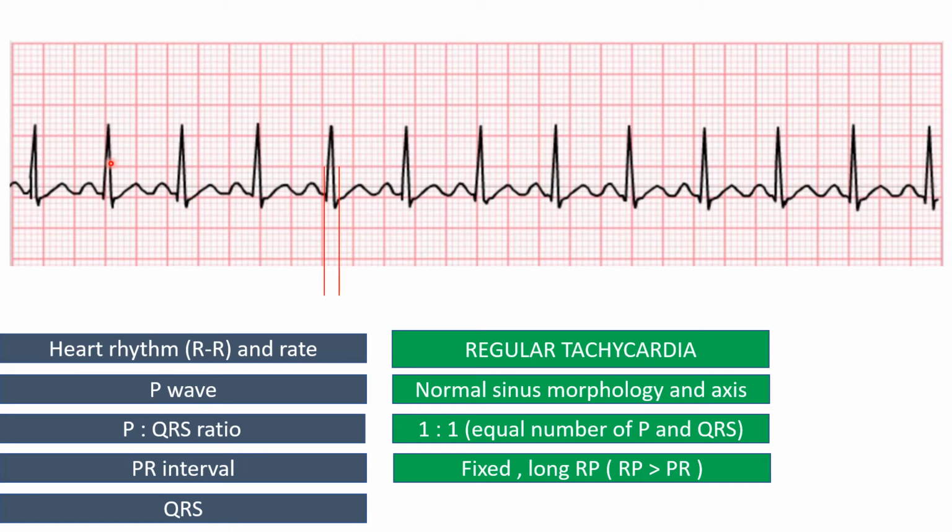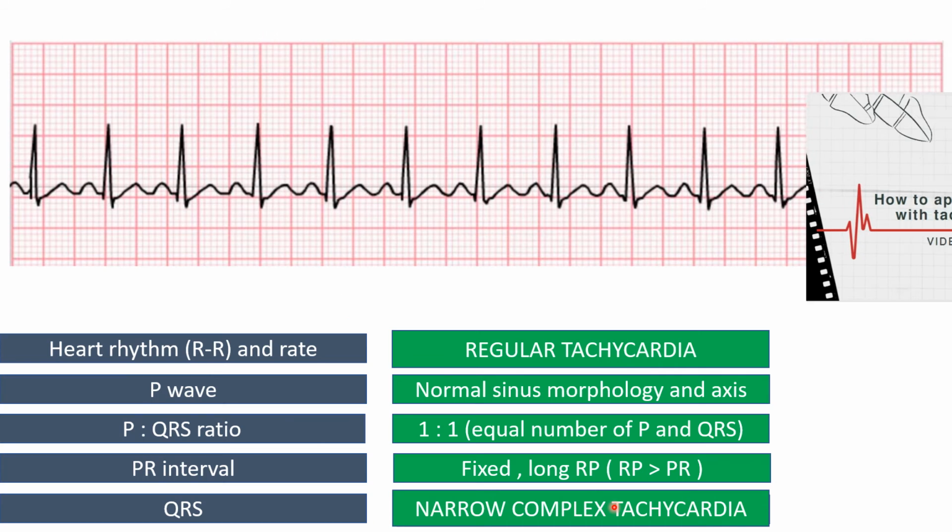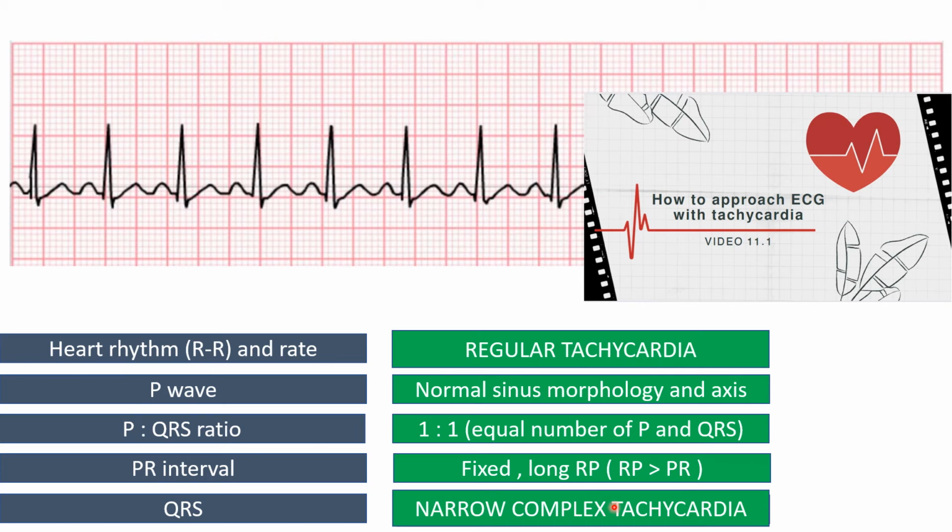Finally, the QRS complex here is narrow. It's normally less than 2.5 small squares, and here it's 2 small squares, and thus the QRS here is narrow, and this is called narrow complex tachycardia. And I recommend that you see the video about how to approach ECG with tachycardia, either narrow complex or wide complex tachycardia.